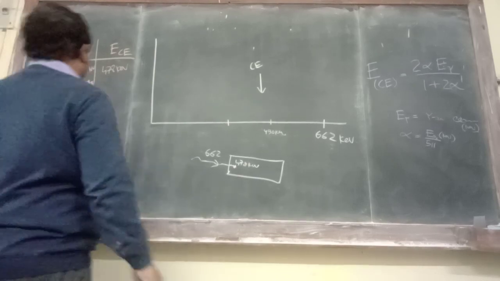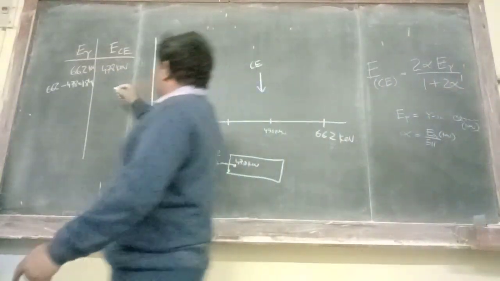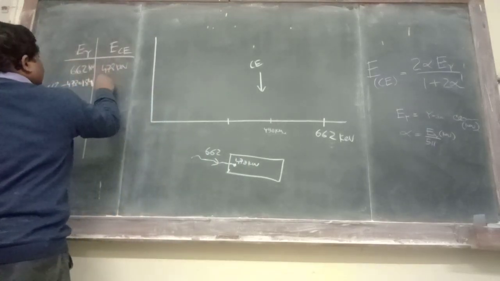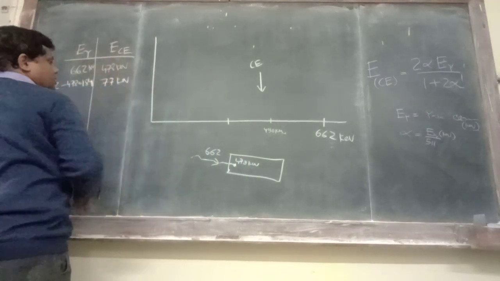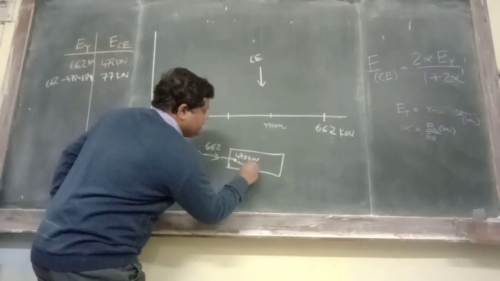184 kV. Now, what is the Compton Edge corresponding to 184? 77. So you have all worked it out. Good. So 77 kV. This means that after this, 77 kV is absorbed.